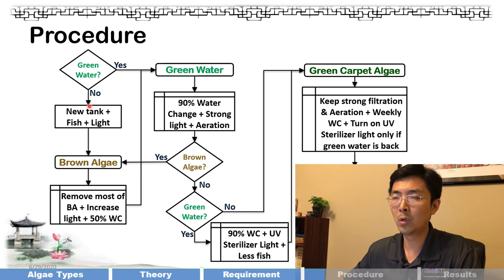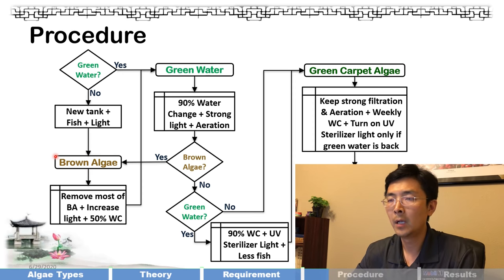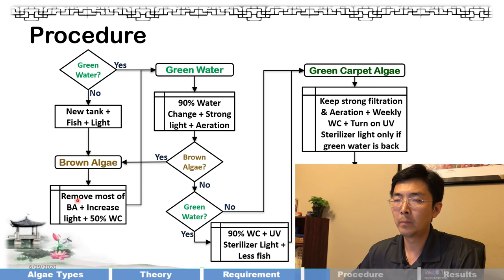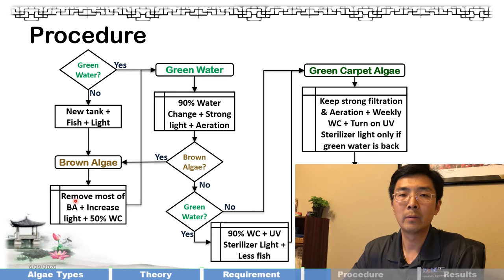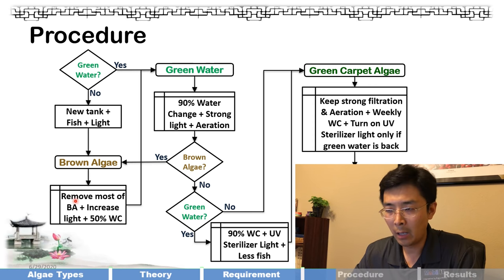Normally within 1 week or 2 weeks, you're gonna see some brown algae. The good news is it's very easy to remove. You can just use your hand to scrub it off. Remove most of the brown algae, not all of it. Maybe leave about 10% brown algae on the tank. Why? Because you wanna keep some algae seeds. You don't wanna remove all the algae.